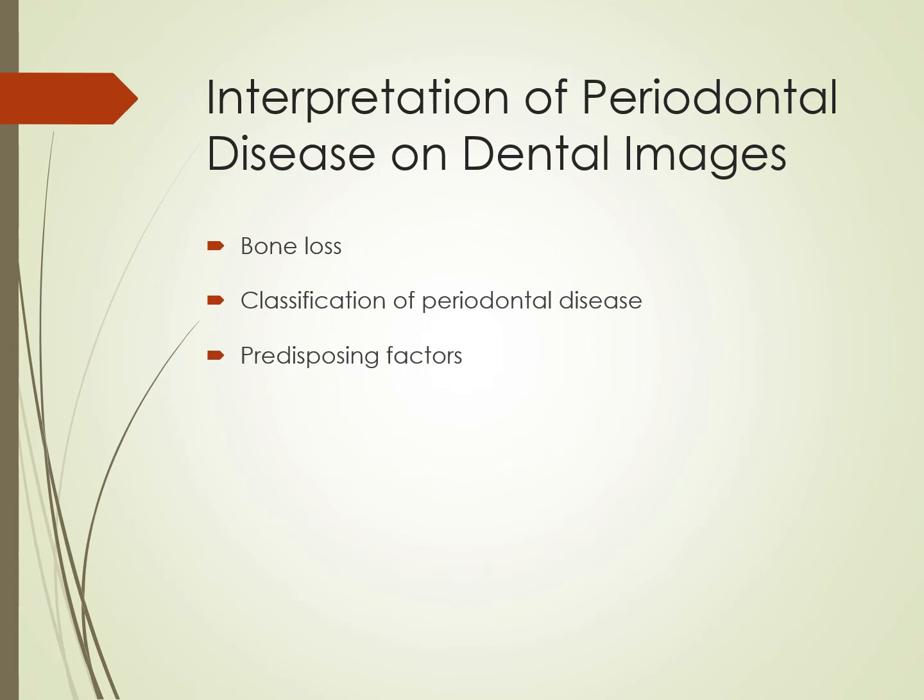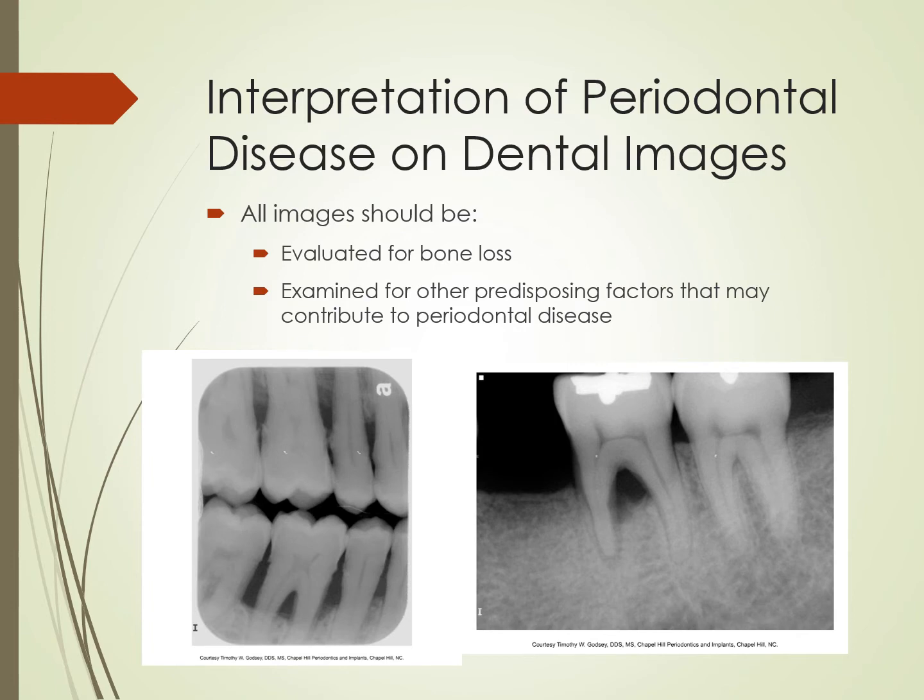Okay, so we have to be familiar with the appearance of periodontal disease, and then we're going to talk about what each one of these looks like. So we're going to go through the interpretation of periodontal disease with bone loss, classification of periodontal disease, and the predisposing factors.